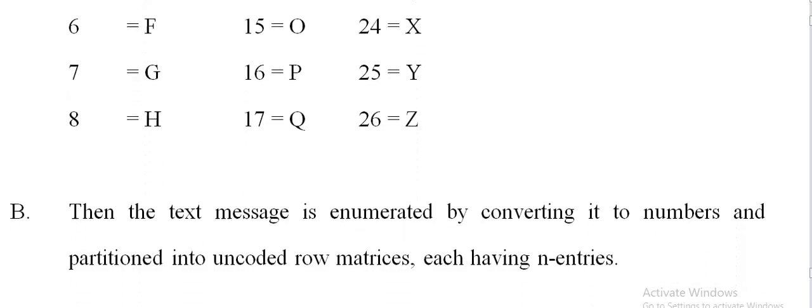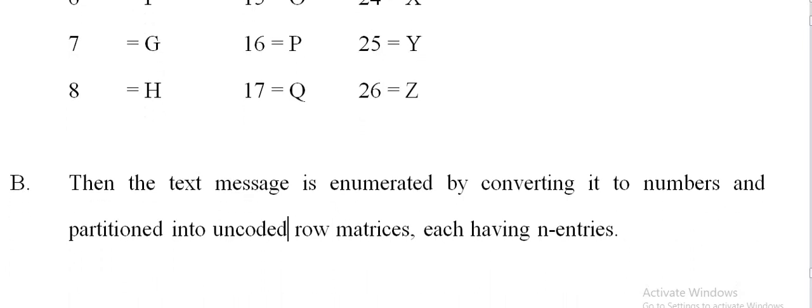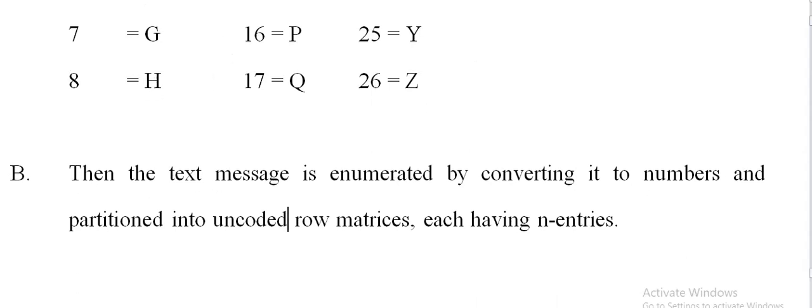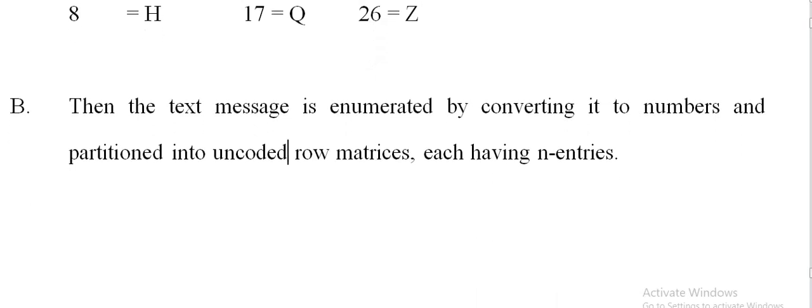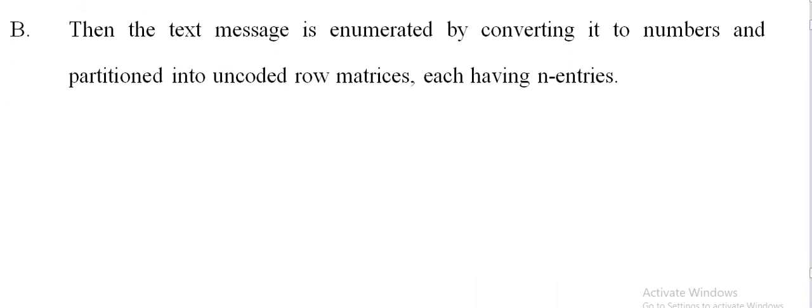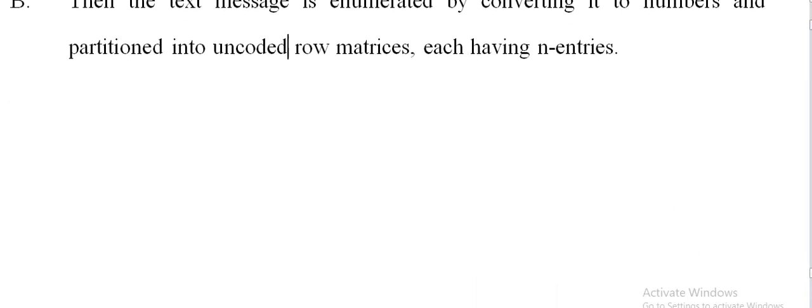Then the message you want to code, you enumerate it by converting it to numbers as you've seen in this alphabet. Then let them be a row matrix. Encode them by converting them to numbers and partitioning into uncoded row matrices, each having n number of entries.